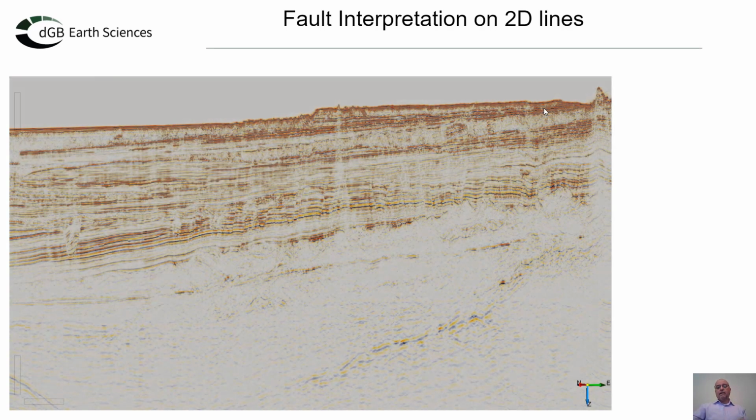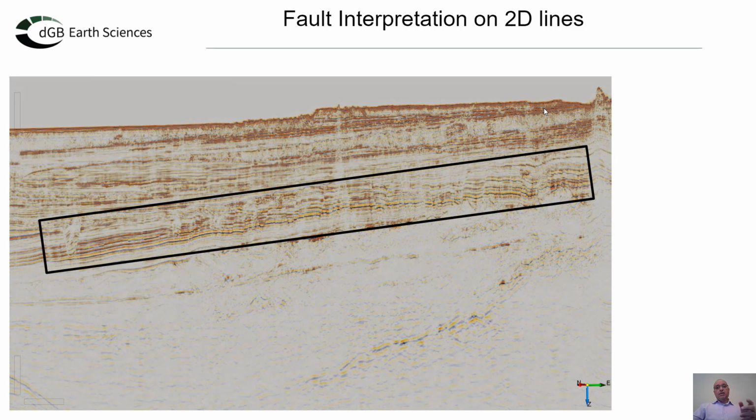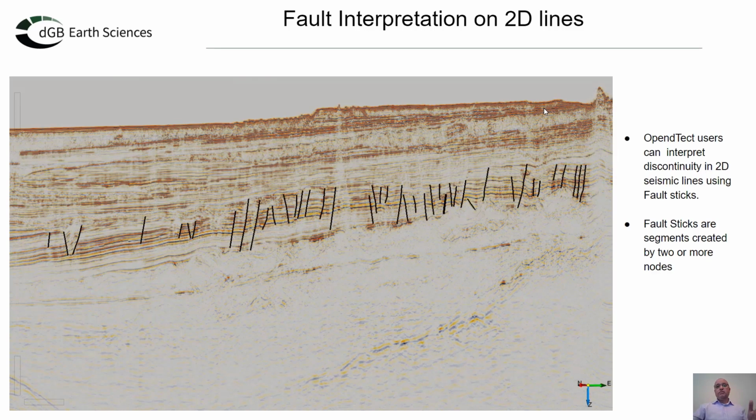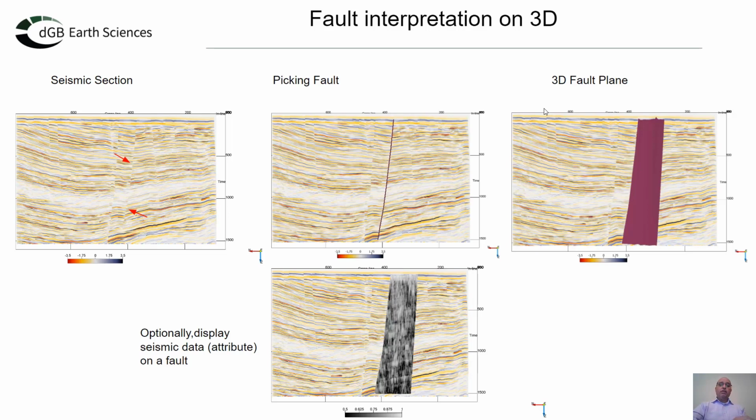Here's an example from New Zealand. This zone is, as you can see, heavily faulted. So in this case, we use fault sticks to interpret those faults. If you are dealing with faults in a 3D volume, the first thing you do when you interpret faults is see them in the seismic data, and then you start picking the major ones. As you continue interpreting, you create a 3D plane, as you can see here. Optionally, you can add seismic attributes or seismic data on the fault, as you can see in this image below.